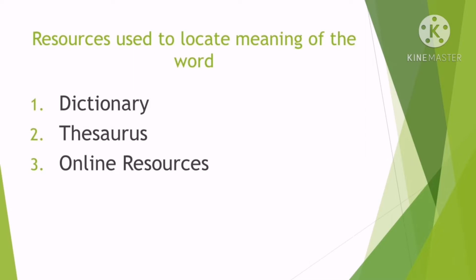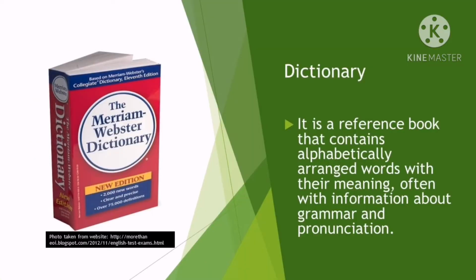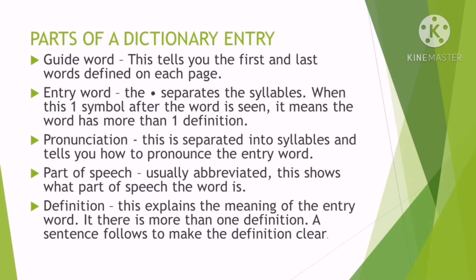Now let's start with the first one, the dictionary. A dictionary is a reference book that contains alphabetically arranged words with their meaning, often with information about grammar and pronunciation, and sometimes with how the word is used in sentences or in conversation.